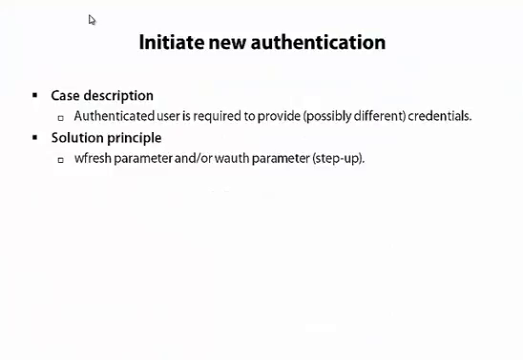Initiate new authentication is not exactly the same as the previous one. There's a subtle difference. Here you want a user to provide new credentials now, or you want them to provide specific credentials. For instance, your work passport, and you do want a certificate now. And the solution principle is very simple. You add a wfresh parameter equals 0 if you want them now. And if you want a specific one, you add wauth. That is also called the step-up scenario, because you will typically require a higher level of authentication.